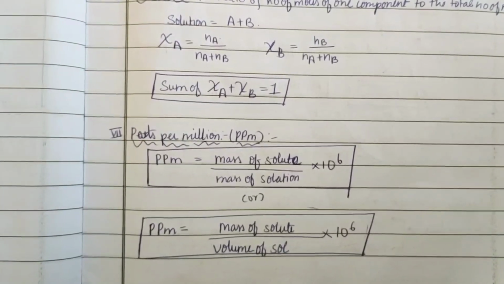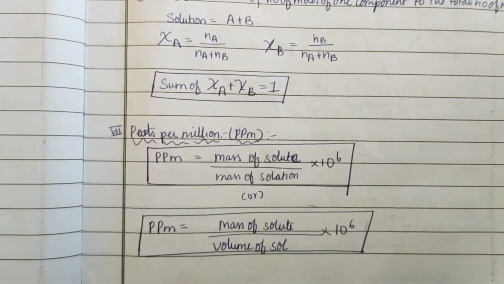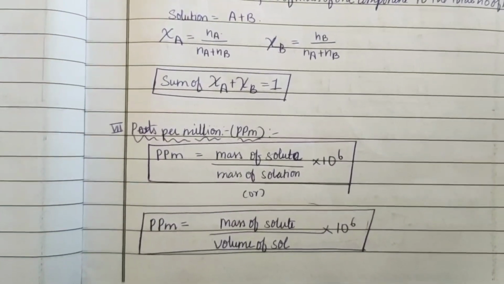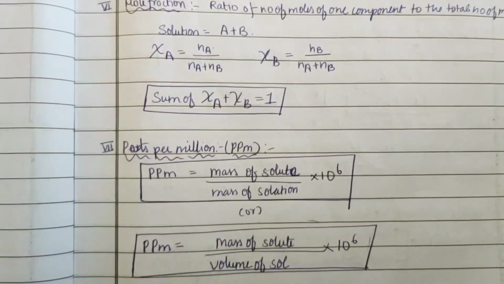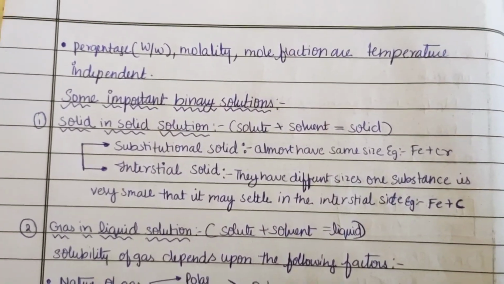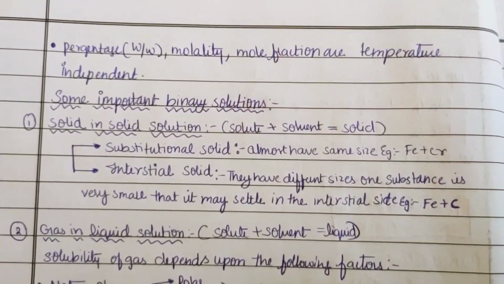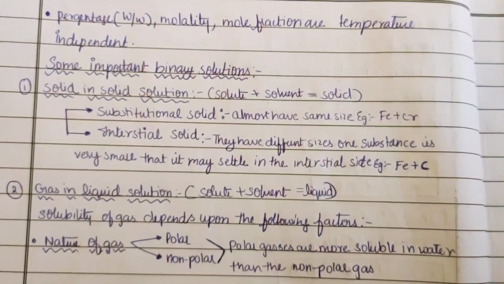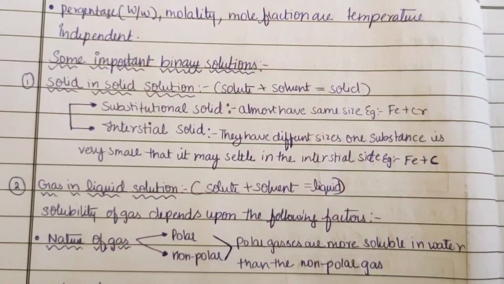Then parts per million, ppm, equals mass of solute by mass of solution into 10 to the power of 6. Here we can see some concentration terms like percentage weight by weight, molality, and mole fraction are temperature independent. Let us discuss some important binary solutions.